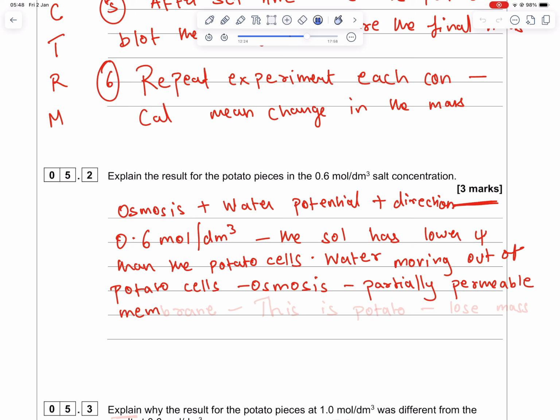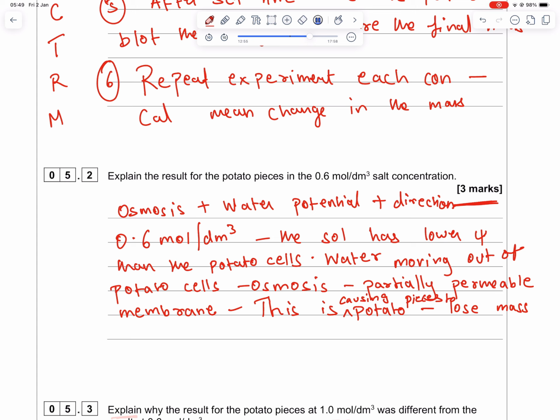That's the important phrase here. Whenever you are describing osmosis, you have to write this. And this is causing the potato cells to lose mass. Sorry, not cells, the potato pieces. This is causing the potato pieces to lose mass. Now, as I said, it is important to write down 3 marks, 3 sentences. I'm going to repeat this.